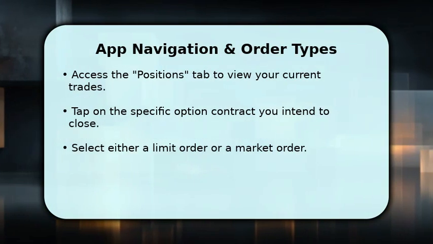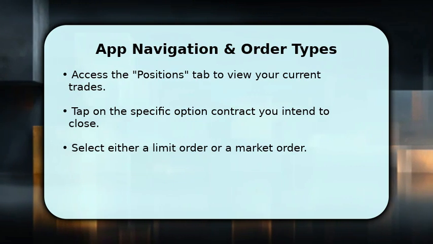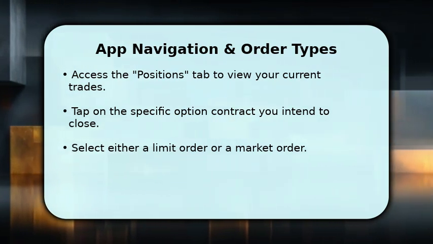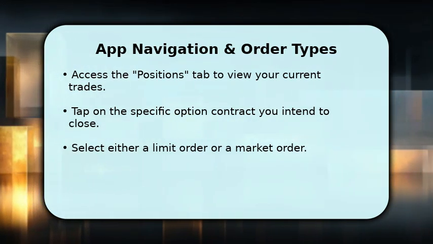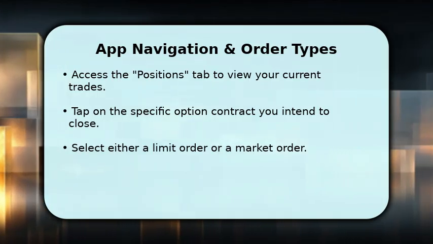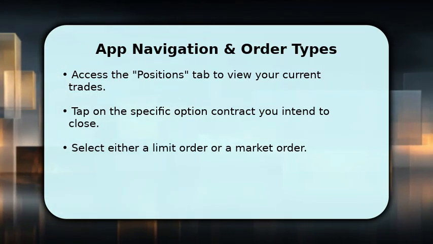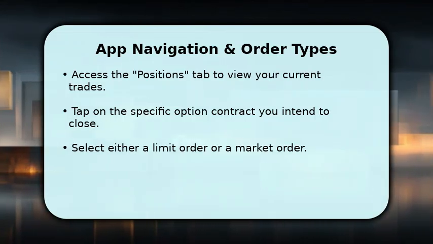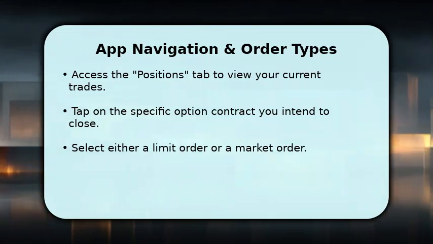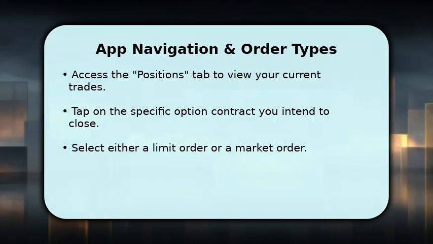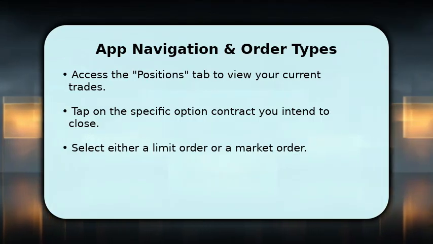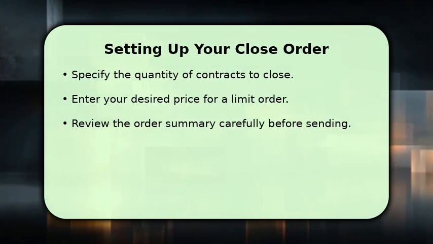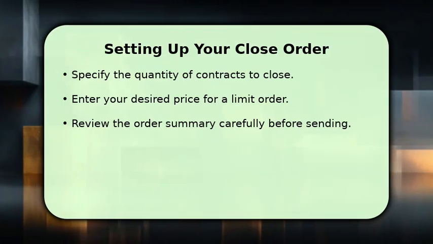To begin, open the Thinkorswim mobile app and tap on the Positions tab at the bottom. Here, you'll see all your open trades. Find the option contract you want to close and tap on it. You'll then be presented with options to close position. Decide if you want to use a limit order for precise pricing or a market order for immediate execution, understanding the trade-offs of each.